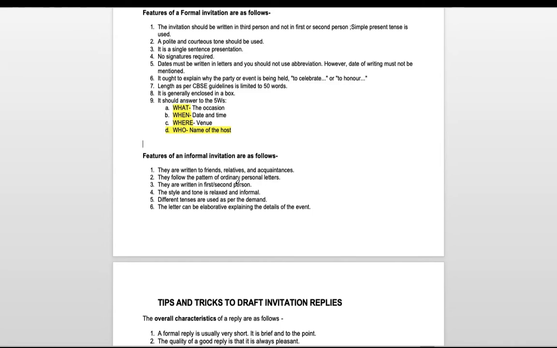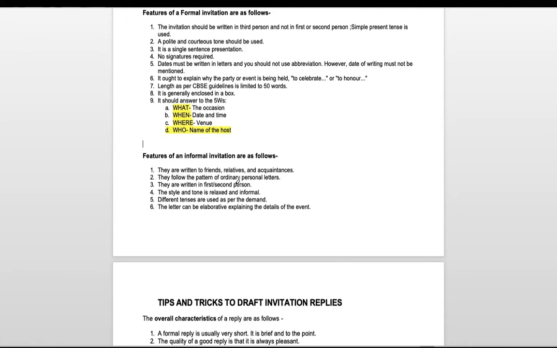Like in formal invitation we talked about how we write a formal invitation in third person, but when we come to informal invitation, we write it in first or second person. We directly talk to the person. I am inviting you to my house to celebrate Diwali with me. I am waiting for your reply, something like this. This type of invitation is written in first or second person.